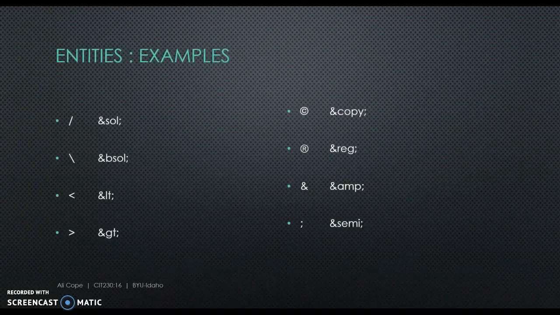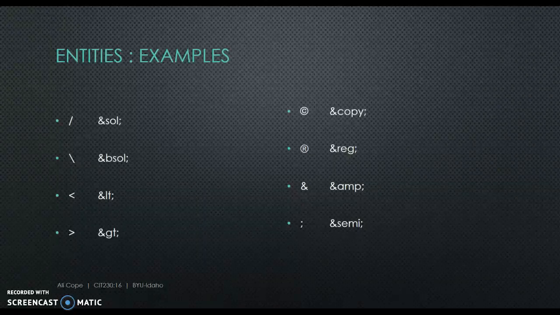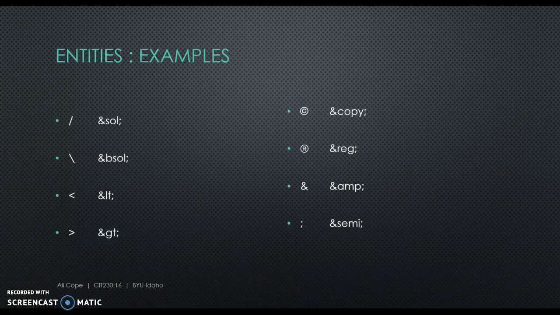Here are some examples of some of the most common entities that you may use. So the first that we see is the forward slash. That is represented by the ampersand, SOL, and a semicolon. Now the backslash is the ampersand, BSOL, and a semicolon.